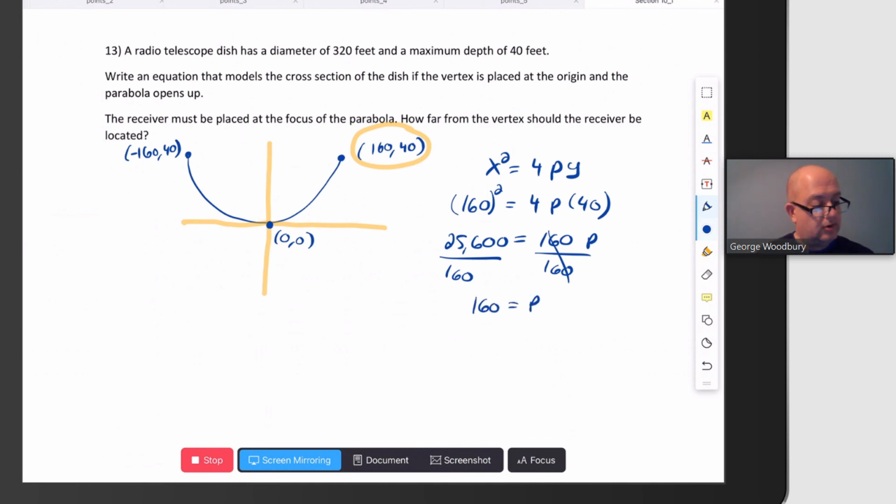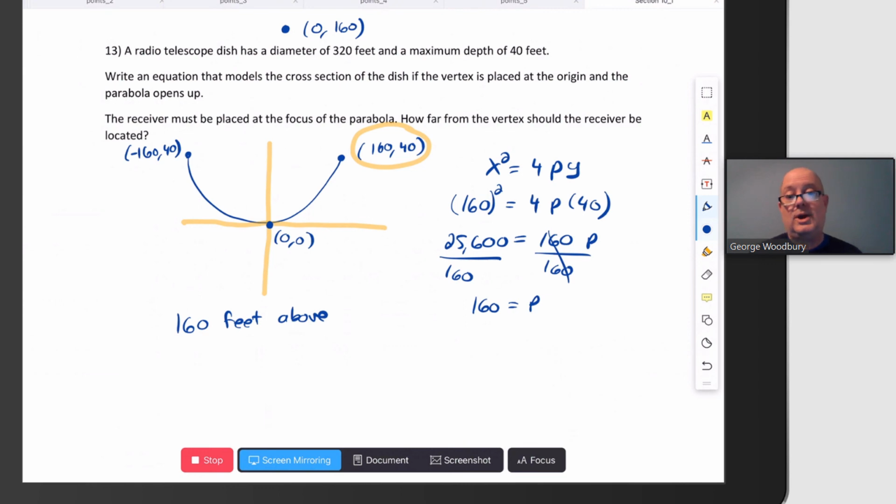So the focus is going to be, not to scale, 160 feet above the vertex of the dish. And again, what I needed to figure that out was if I could find the equation of the parabola, that would tell me P, and P would tell me where the focus was.